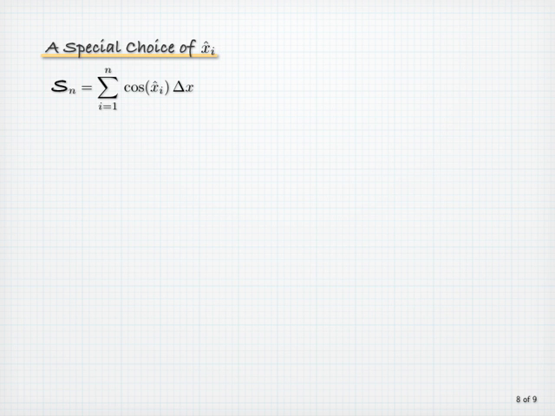Now let's continue with the same example, but this time we're going to make a very special choice of our evaluation points x hat sub i. In general, an area approximation with n rectangles has the form S sub n equals the sum as i goes from 1 to n of cosine of x hat sub i times delta x, where delta x, remember, is pi over 2n.